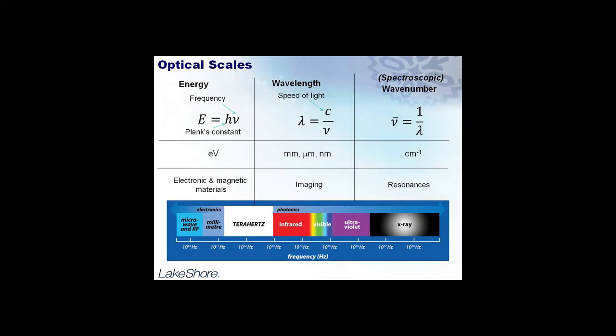One of the other things that a lot of people talk about is the wavelength of the light. It's inversely proportional to the frequency of the light, and so higher frequency light has shorter wavelengths, whereas lower frequency light has longer wavelengths. We typically measure the wavelength in many different units of length, from millimeters all the way down to nanometers. Finally, the last of our optical scales is the spectroscopic wave number, which is an inverse relation to the wavelength of light, and that's used a lot in spectroscopy by chemists as well as physical spectroscopists, and the typical unit is inverse centimeters.